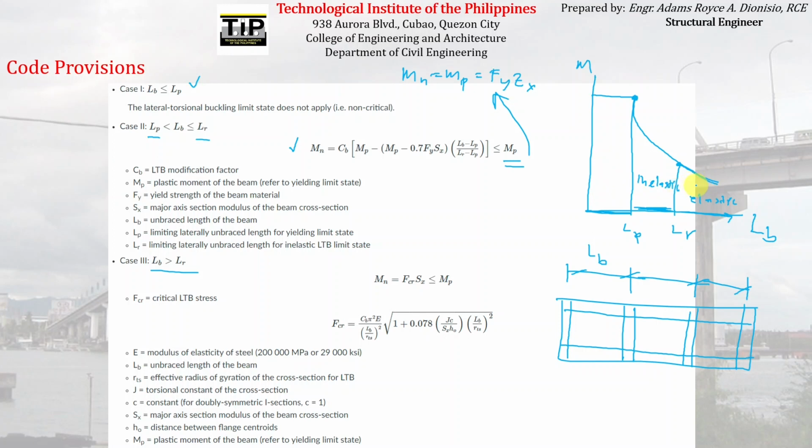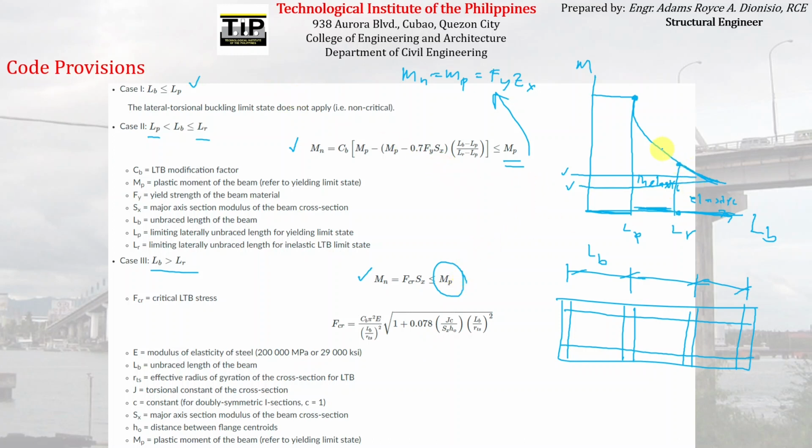Okay? So, ganito lang kababa yung moment capacity niya. Kung ipo-project mo lang siya dito sa y-axis, ganyan lang kababa yung magiging moment capacity niya, kung yung spacing ng mga lateral braces niya ay equal to LR or greater pa. So, for that case, the moment capacity of the beam will be equal to this. Mn is equal to Fcr Sx, which is less than or equal to the plastic moment. Obviously, hindi naman talaga dapat lalagpas, 'di ba? Hindi naman talaga dapat lalagpas sa plastic moment.